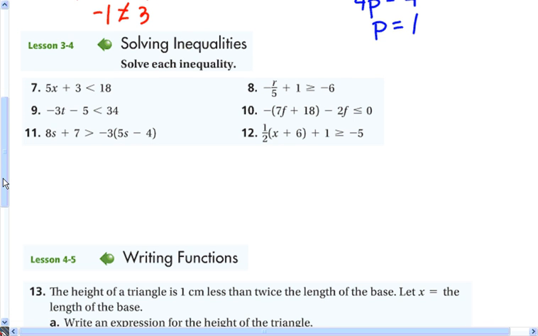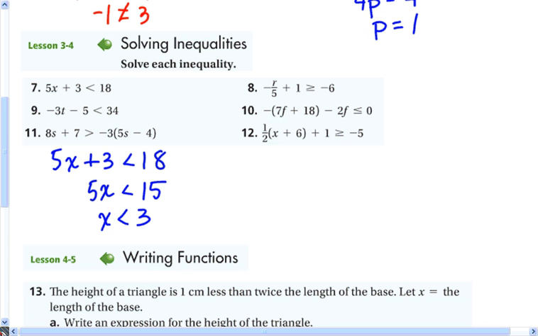All right, solving inequalities. I'll do a couple of these with you. Again, the first one, 5x plus 3 is less than 18. I think we'll use the subtraction property of equality first. Subtract 3 from both sides. And we get that inequality. Then divide both sides by 5, and we get x is less than 3.